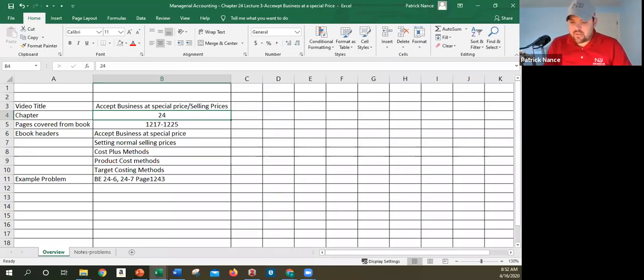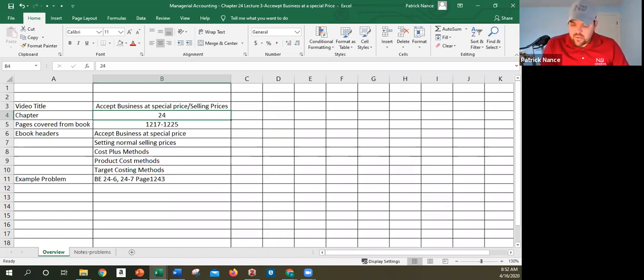Okay, chapter 24, page 1217, we're going to start looking at accepting business at a special price. And we're also going to talk about some selling pricing models. It's going to be page 1217 through 1225, and then we'll look at basic exercise 24.6 and 24.7 on page 1243 at the end of the video.